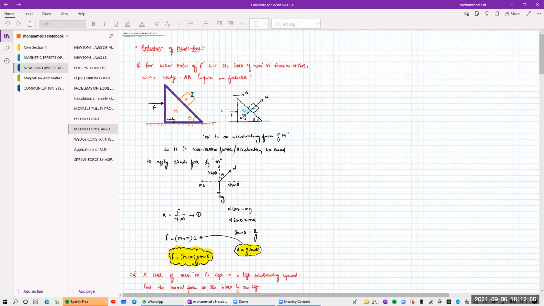That means pseudo force on this small m will act in this direction, opposite to acceleration. That is, if this is your ma forward, then this will be in the backward direction. Small m into a in the opposite direction. Mg of the body is in the downward direction. This is the normal reaction. ma is in this direction. If I resolve the normal, it is N cos theta and N sin theta.